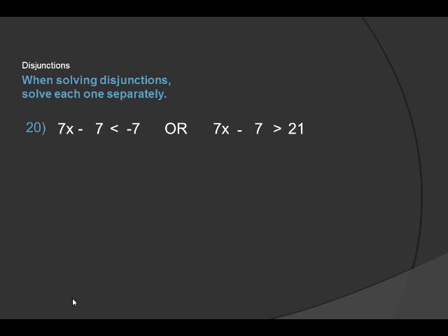So when solving disjunctions, once again, they stay separate. They cannot be connected. So we have 7x minus 7 is less than negative 7, or, the same expression, 7x minus 7 is greater than 12. You solve each inequality separately, they'll follow the same process. So let's solve them side by side and see how it works.